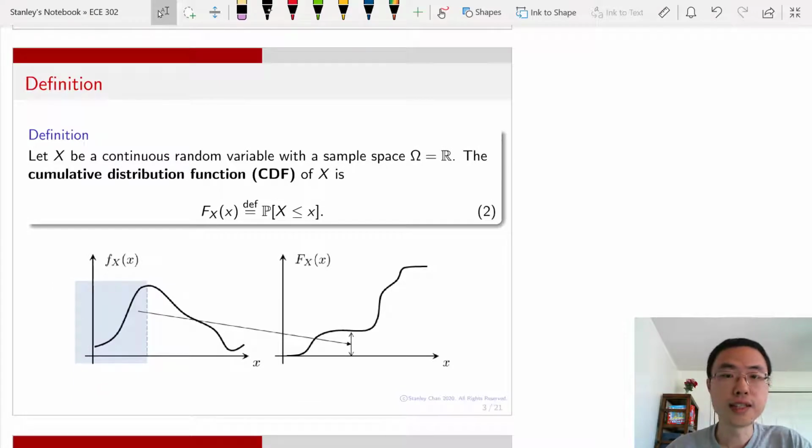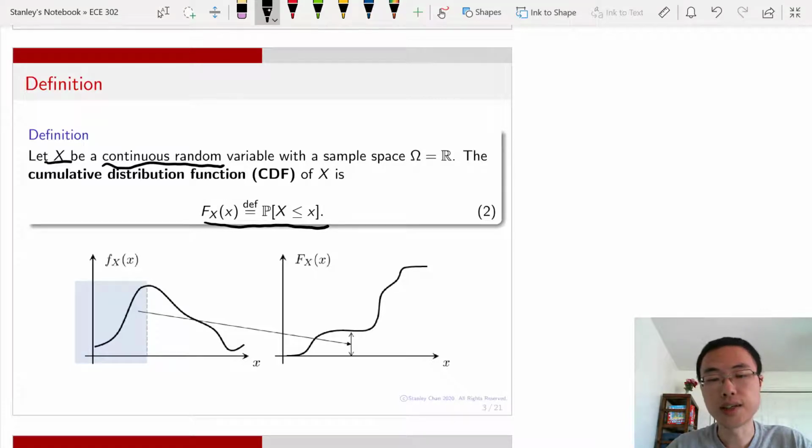The definition of a CDF is as follows. You have a random variable X, and let's assume that it is a continuous random variable because we have already discussed the discrete random variables. For the continuous random variable, the CDF is defined as this probability where the random variable X is less than the state x. And since it is continuous, we can also write it as the integration of your PDF, and we want to integrate from minus infinity to x.